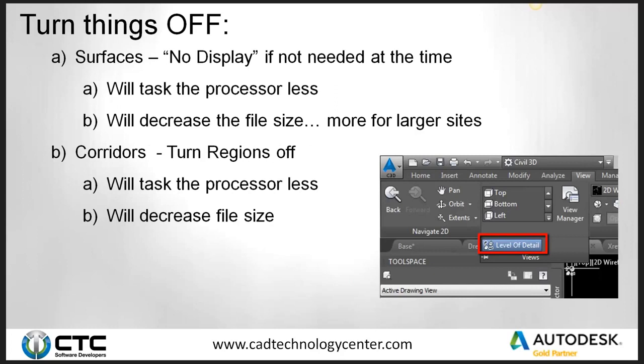And I started mentioning this before, turn things off. Some of this stuff will help file size, some of it will help processor time. Set your surfaces to no display if you're not needing them. It will tax your processor less. It will decrease your file size. The bigger the site, the more it's going to save. Corridors, I mentioned it on the last slide. Turn your regions off. Again, it will tax the processor less, and it is going to decrease your file size. I'm going to show you a corridor here that went from 17 megs with the regions on down to 1.7 megs with the regions off.